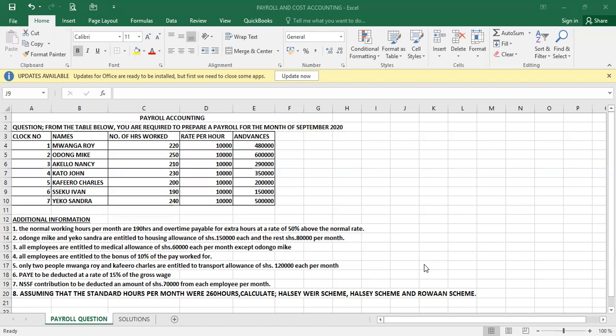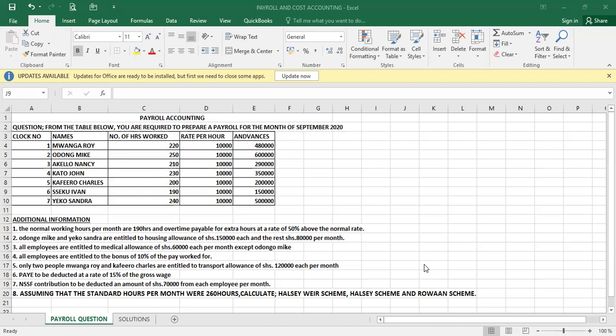So if they are saying 50% of the normal rate, it means that if the normal rate was 10,000, 10,000 times the 50%, we will get 5,000, which will be added back to the 10,000 to make 15,000. So the extra hours, that's in terms of overtime, will be paid at 15,000, meaning it is 50% in excess of the normal rate.